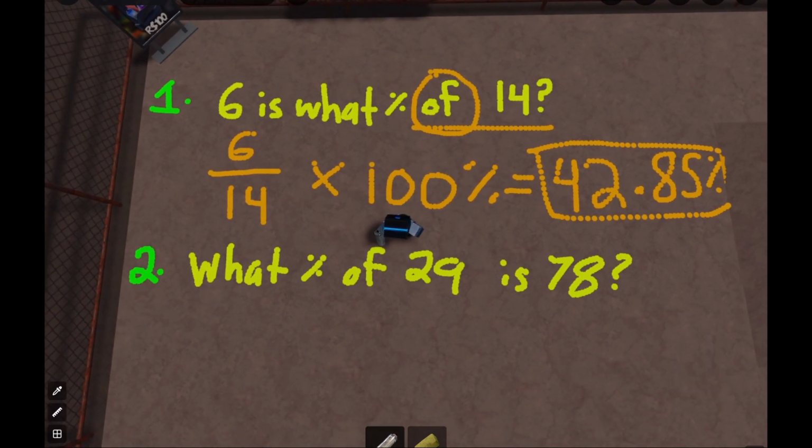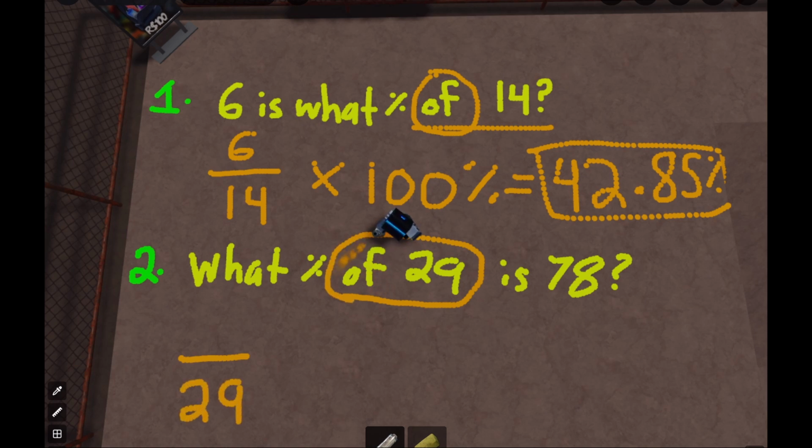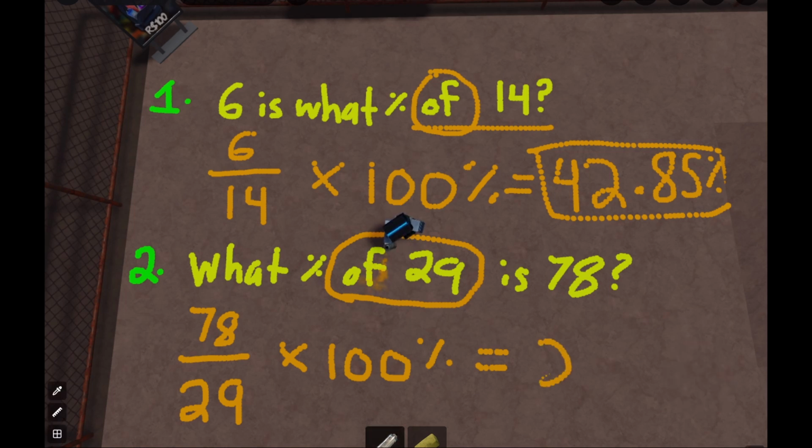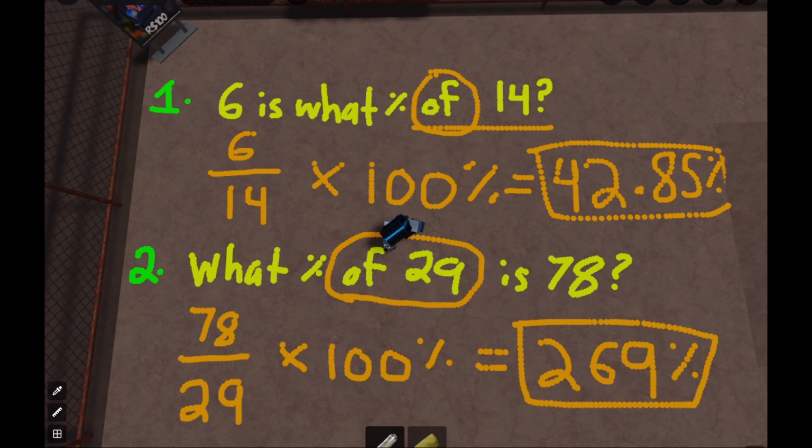Let's try this one now. It says what percent of 29 is 78? Set up your fraction once again, and notice that the of number is 29. So that goes in the denominator. And 78 will go in the numerator. Set up the fraction, turn it into a decimal, and then multiply by 100%. If you do that on a calculator, you should get that this is roughly equal to 269%. So what this means is that 78 is 269% of 29.